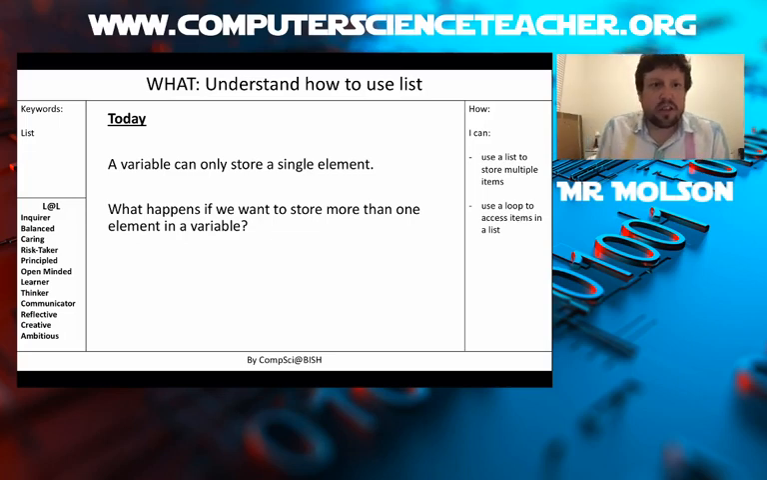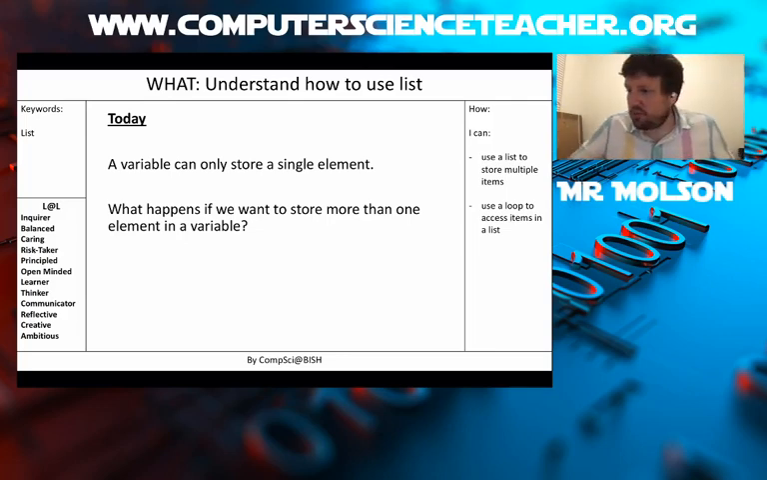So what we need to understand is when we create a variable in our program, and if you're not sure about variables, go back and watch lesson 2 in my Python playlist, where I talk about variables and data types. A variable, hopefully we remember, can only store one single element. Every time you add an element to the variable, or assign that variable a value, the original value that was in there gets overwritten.